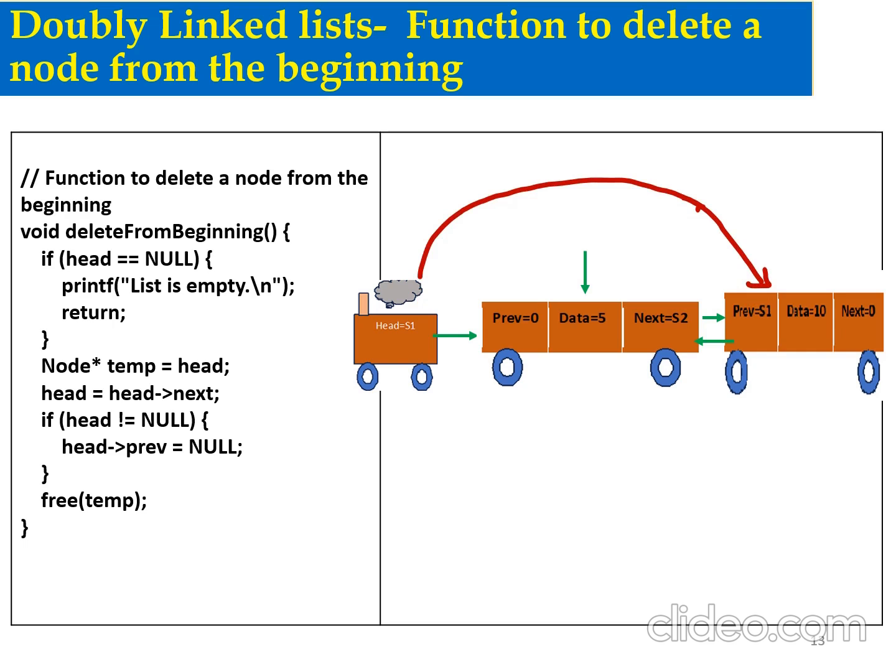First we have to create an address from head to S2. That's why we are writing head equal to head of next. What is head? Head is S1. What is S1 of next? S2. So we are moving head to S2. So S2 is copied to head. Now head is not S1, it is S2. Now it is carrying the address of the second compartment.